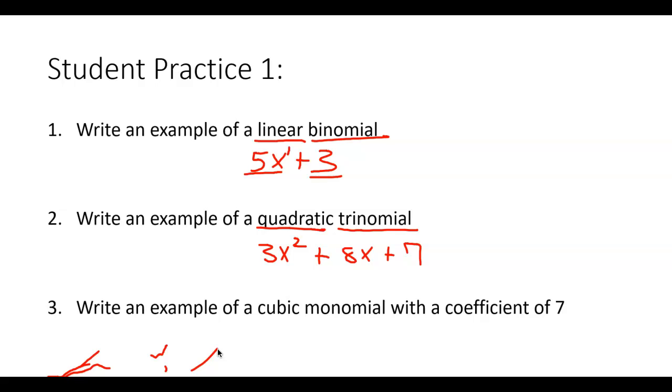Number 3, Crystal, what did your group get? 7x to the third power. Is that cubic? It is cubic because the highest power is a 3. Is it a monomial? Yep. Does it have a coefficient of 7? That's the big number in the front there.